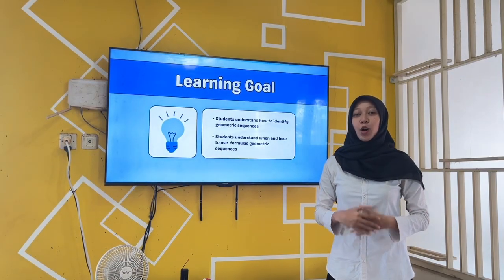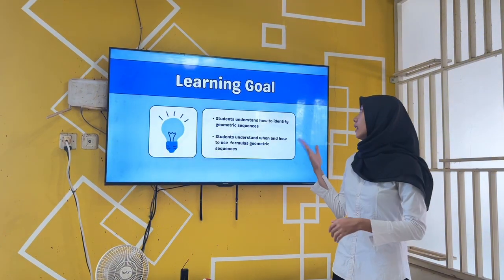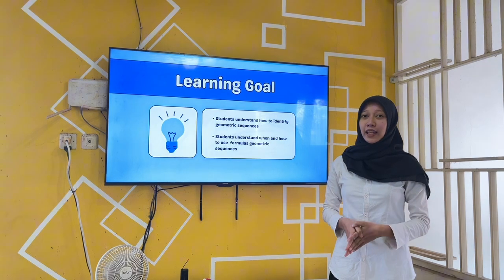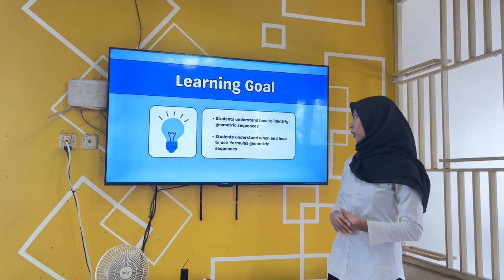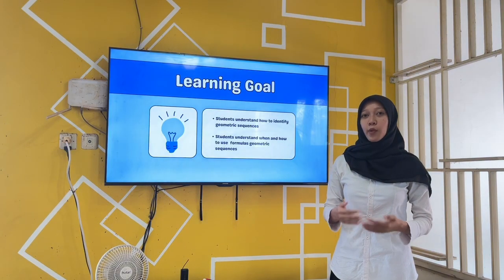Okay guys, before we discuss geometric sequences, the learning goal is that students understand how to identify a geometric sequence, and understand when and how to use the formula for a geometric sequence.